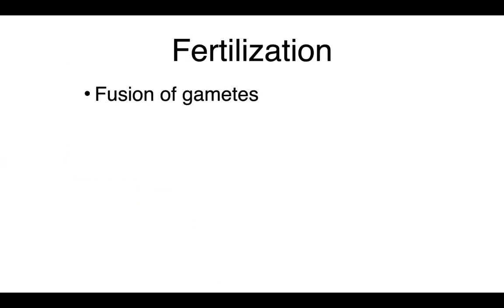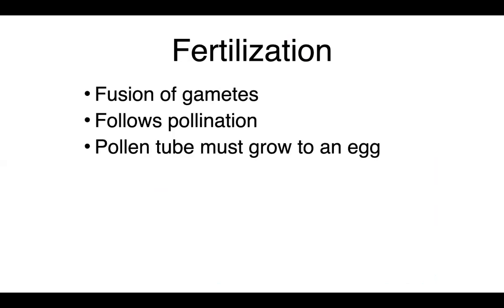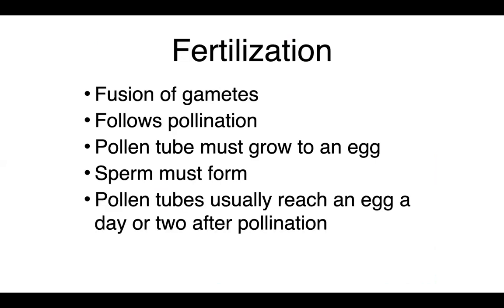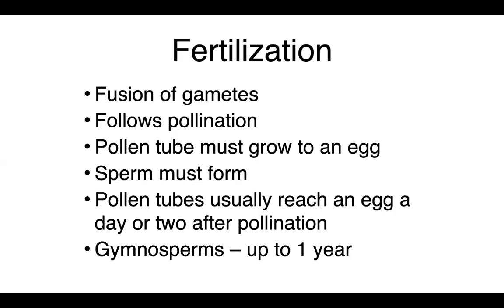And finally, we have fertilization. So you need pollination first, and then fertilization. Just like every other fertilization we've looked at, it is the fusion of gametes. This comes after pollination. The pollen tube, because it's on top of the stigma, grows down through the style, and as the pollen tube is growing through the style down to the egg, the sperm form. Pollen tubes usually reach the egg a day or two after pollination. In gymnosperms, remember, it can take up to a year. So this is yet another advantage that angiosperms have over gymnosperms.